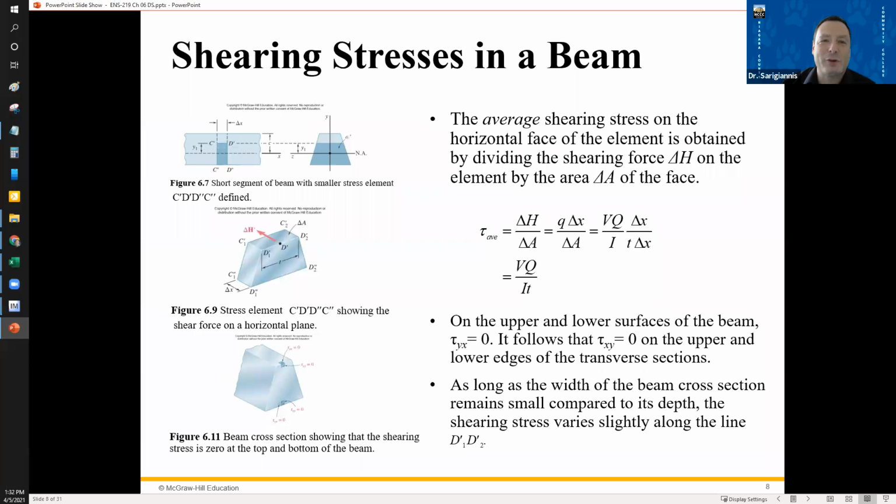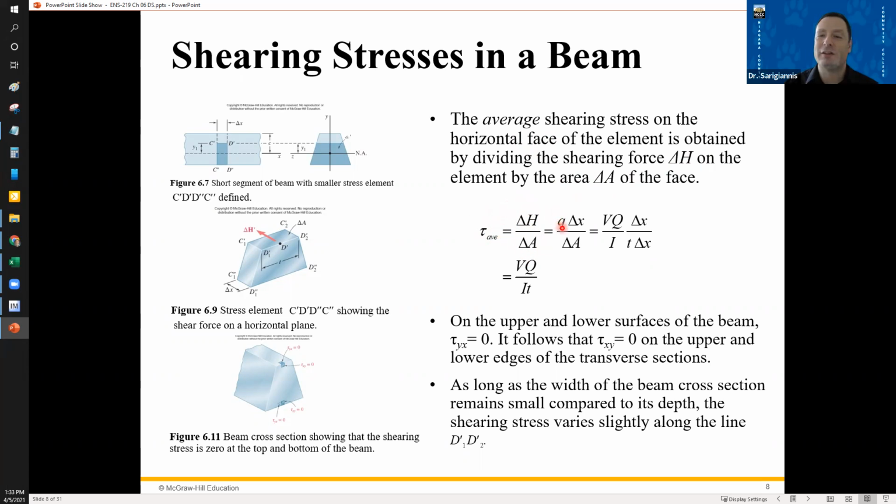Okay, two slides before we get to it. So let's go back now to looking at the cross section of a beam, and we're going to talk about shearing stresses. We're going to talk about average shearing stresses, but we're also going to take a look at the incremental areas here. The average shearing stress on a horizontal face is the shearing force, delta H, on the element divided by the area. So the average shear stress is delta H divided by the area.